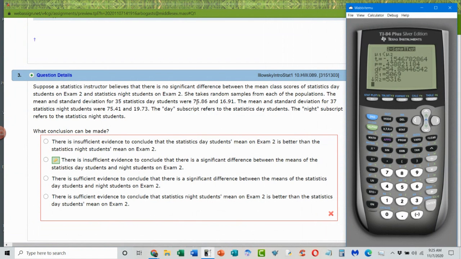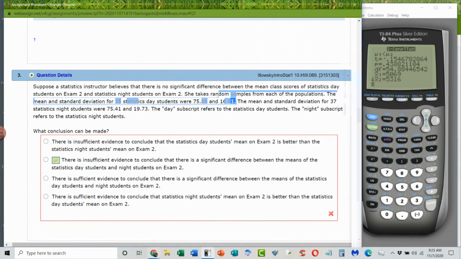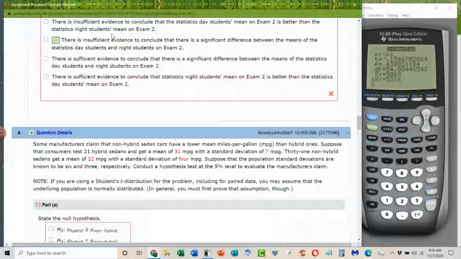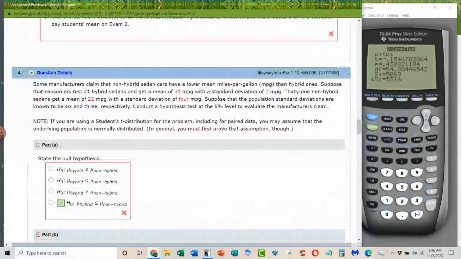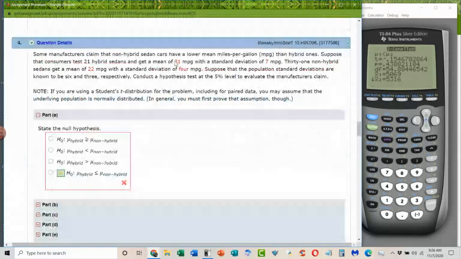This is a t-test because we don't know the population standard deviations, we only know the sample standard deviations. They've given us a sample mean, a sample standard deviation, and a sample size. And they want to know, did the day students, oh, she thinks that there's no difference. That means she thinks they're equal. So we're testing equal versus not equal. We don't care whether one is higher than the other. We just want to make sure that they're the same. What we're going to look at is whether this one is the same as this one statistically, with the sample sizes and sample standard deviations that we have. It's either going to be yes, there's enough evidence to conclude that they're different, or there isn't enough evidence to conclude that they're different. And you have to do t-tests to find that out.